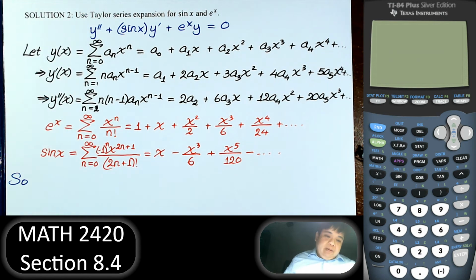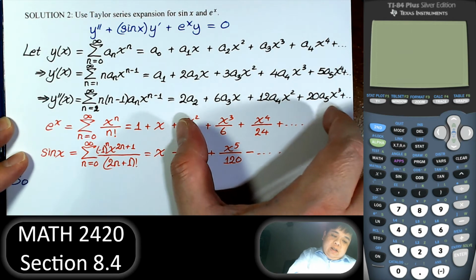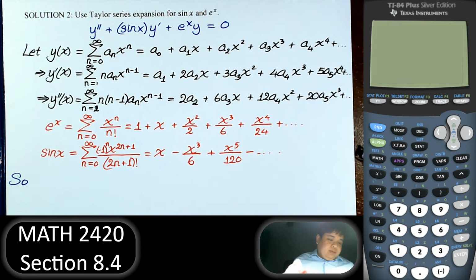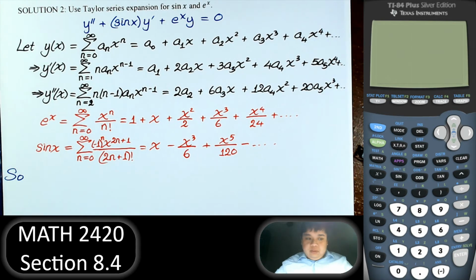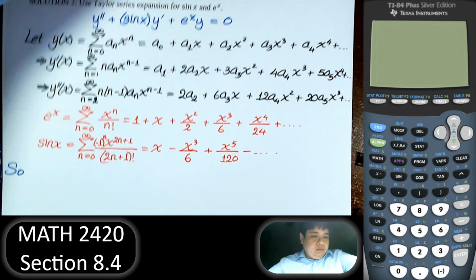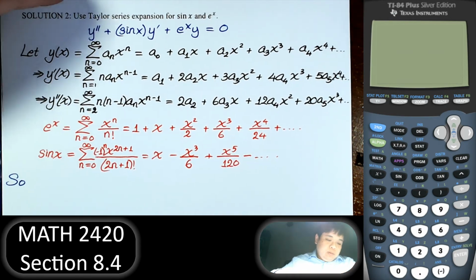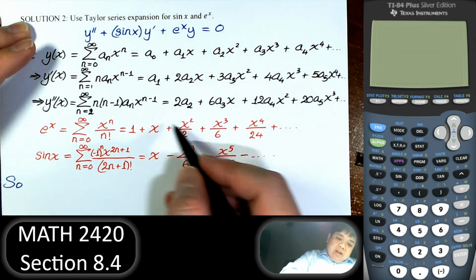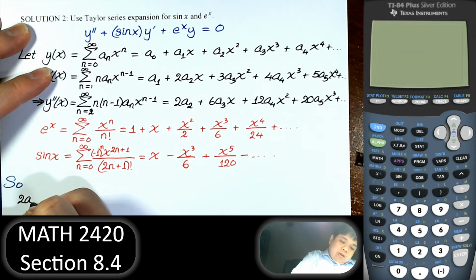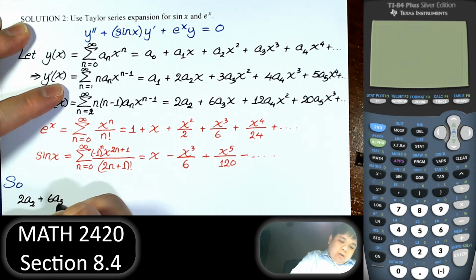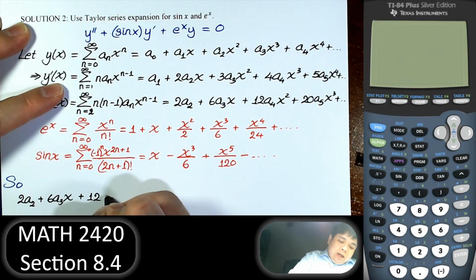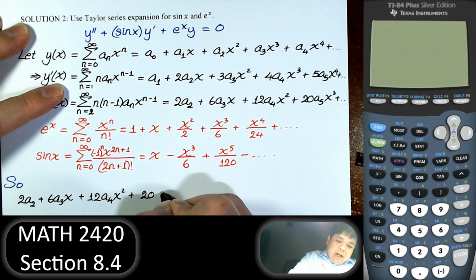Right, second derivative is going to be this. Second derivative, I'm going to write this out. 2a2 plus 6a3 x plus 12a4 x squared plus 20a5 x cubed. Alright.